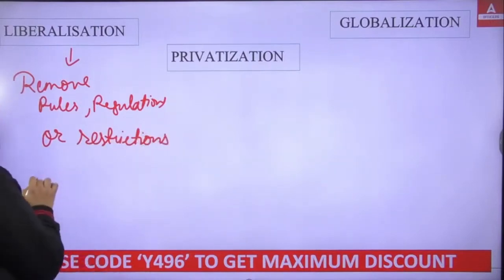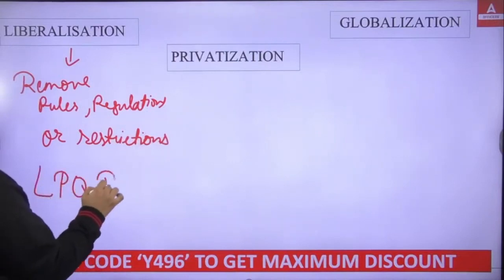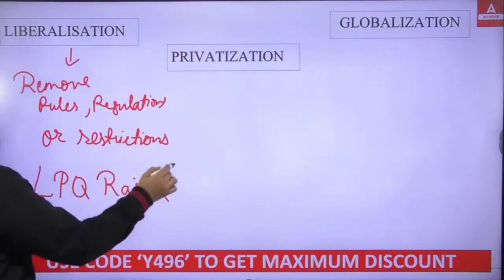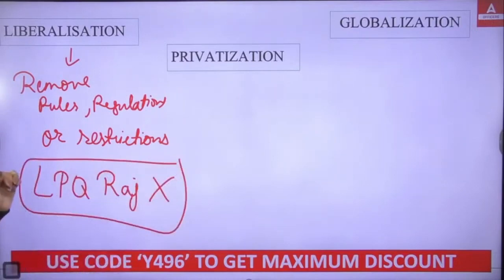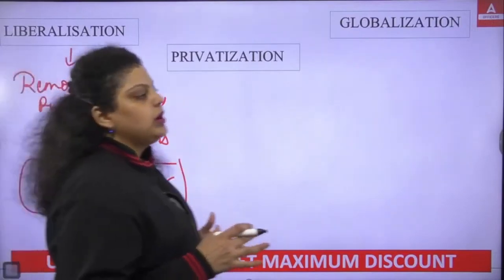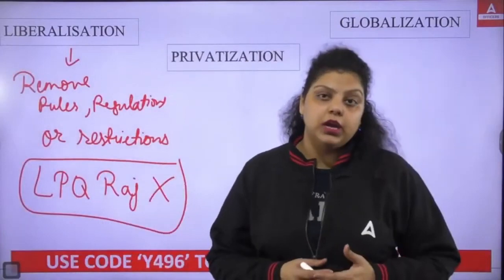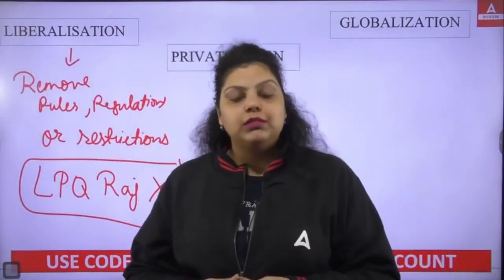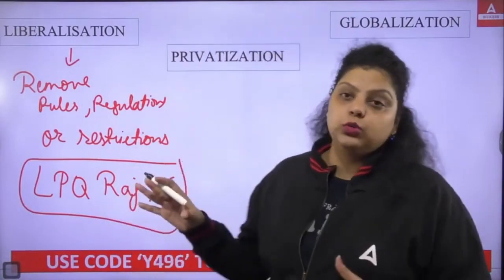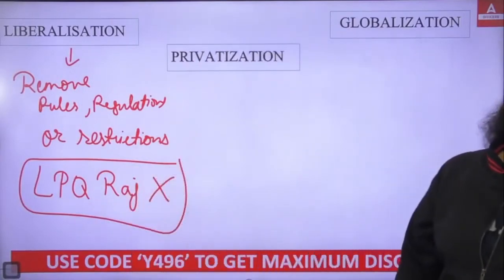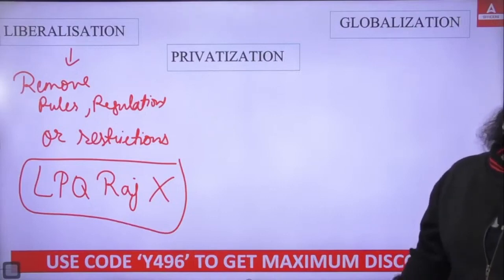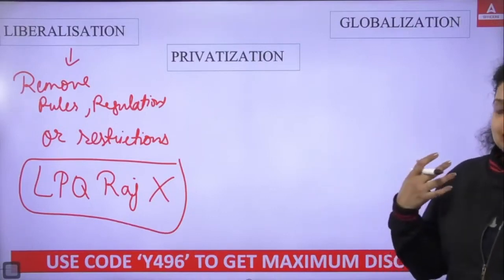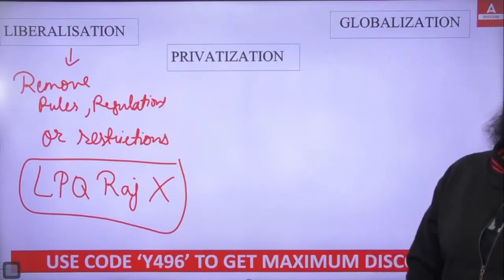Liberalization made the license, permit and quota Raj a thing of the past. So the license, permit and quota Raj have been removed by liberalization. In liberalization, we are trying to make things very easy to adopt. It means that if anybody wants to start a business in India, they will easily be able to do that. That's what liberalization is trying to do. So liberalization simply means removing rules, regulations and restrictions from certain policies, or we can say certain norms, that have been introduced by the government of India in the country.